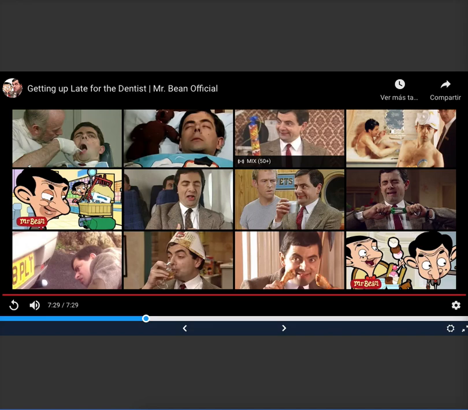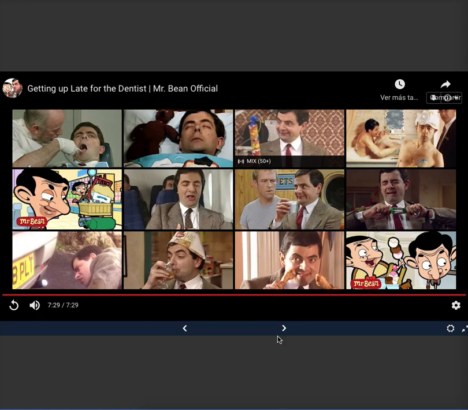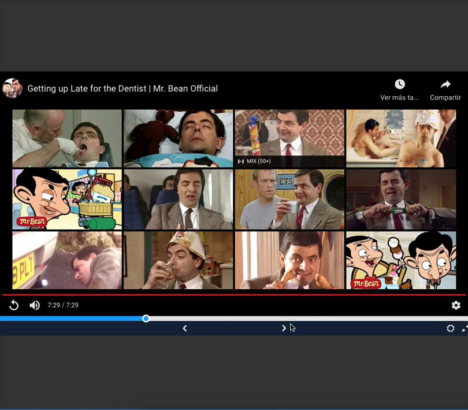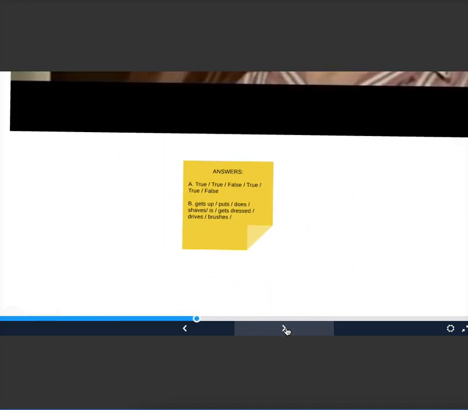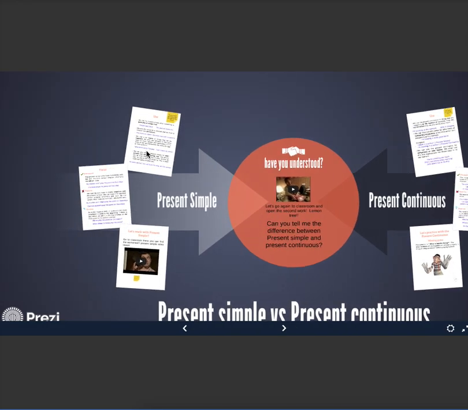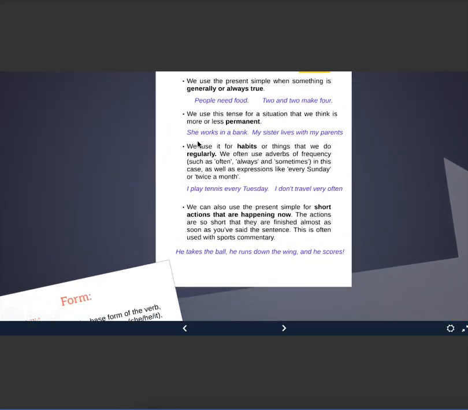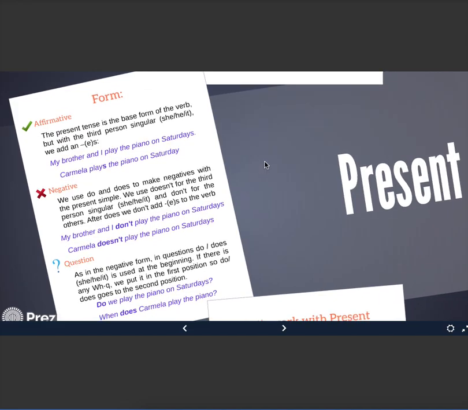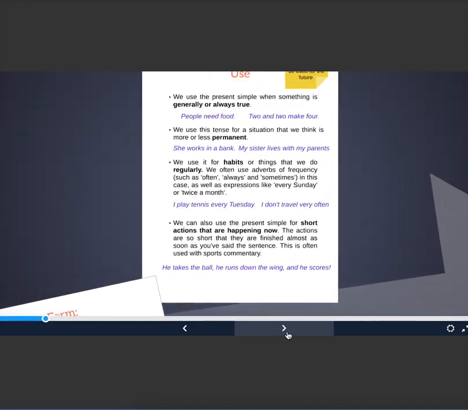Okay, so Pachito, be careful with final S. Mr. Bean sees, Mr. Bean washes, yeah? Don't forget that this is third person. Okay? Okay, guys, so let's continue now. This was just a short activity to practice. Questions about the use of present simple? Questions about this? About the use? Or maybe about the form? Great, so we are going to continue now.